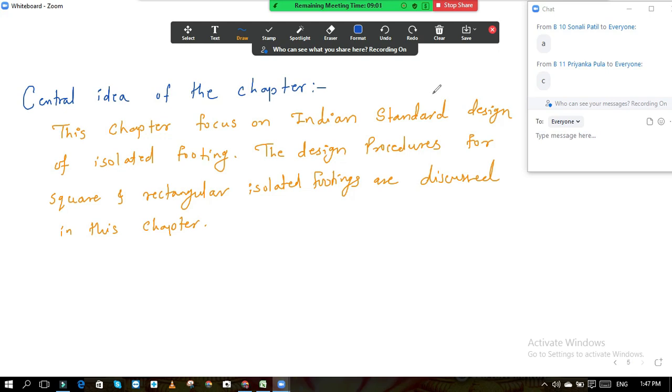Okay, this is about the central idea of the chapter, and then last is the importance of chapter in the subject.